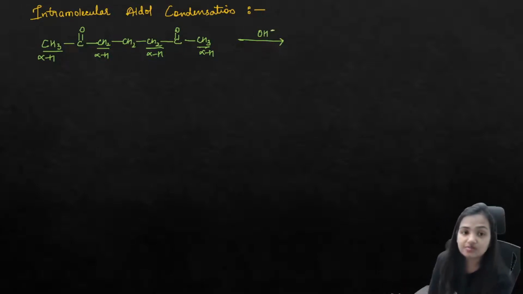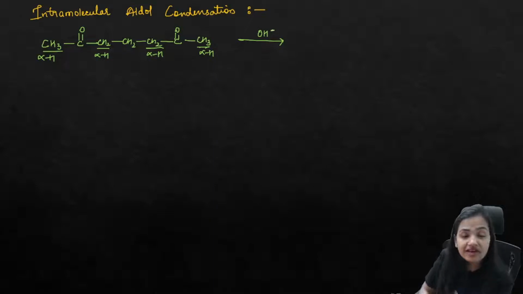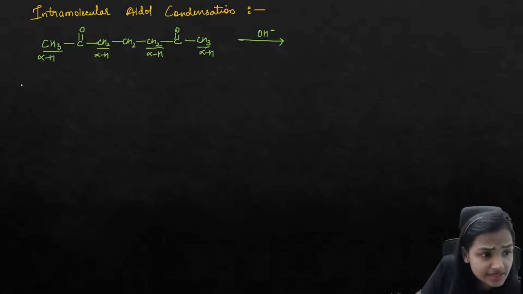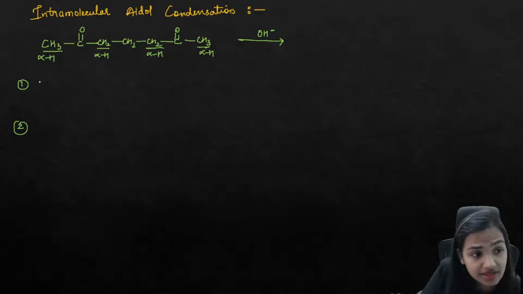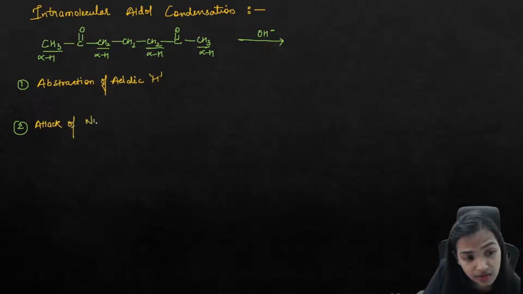Now the reaction is based on the stability of the ring, from where the alpha hydrogen has to be extracted and from where the nucleophile has to attack. There are two major steps of the mechanism. The first major step is the abstraction of acidic hydrogen from where you have it, and the second step is the attack of a nucleophile on carbonyl carbon.